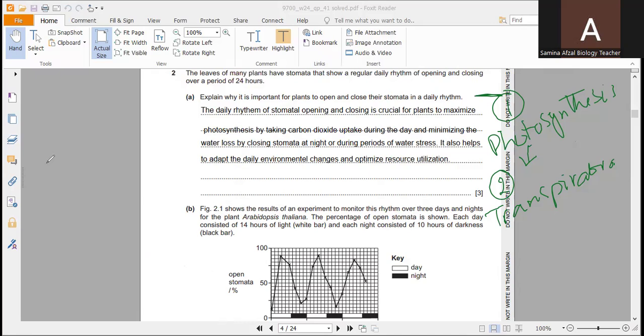The other is the importance of closing these stomata. Stomata should also be closed. They should not always be open. So they should also be closed. Water conservation. Why are they closed?